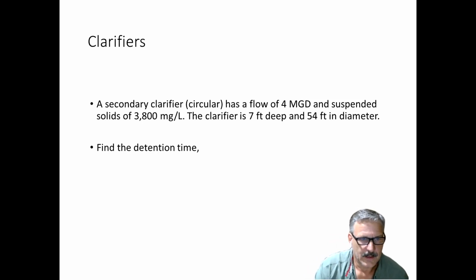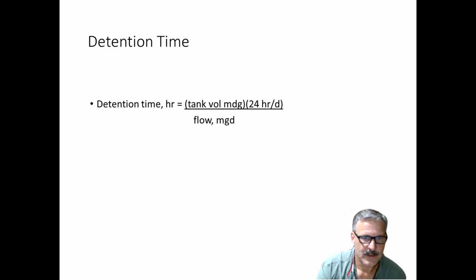So in this one, a circular clarifier has a flow of 4 mgd and a suspended solids of 3,800 milligrams per liter. The clarifier is 7 feet deep and has a 54-foot diameter. Find the detention time. So first thing you do, unless you know this calculation off the top of your head, is grab your calculation sheet that will be provided in the exam and find out where the calculation is. And on your calculation sheet, it'll be very similar to this.